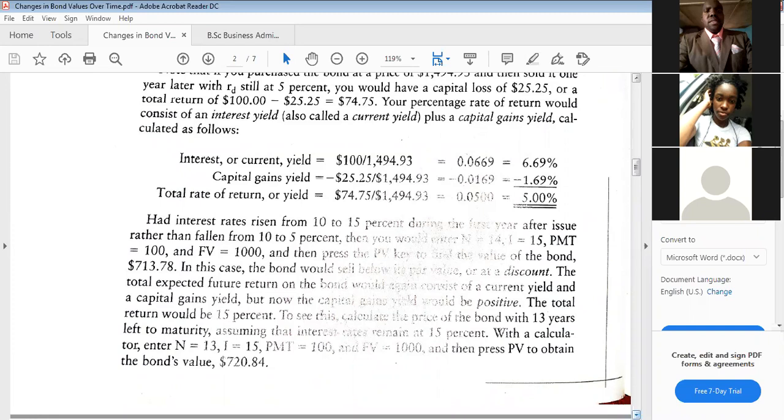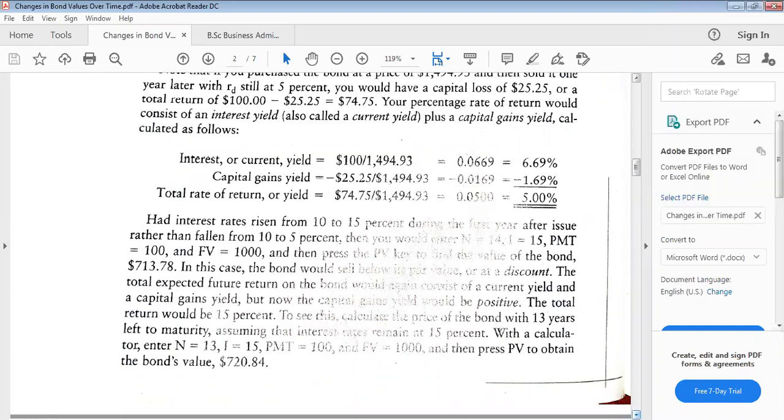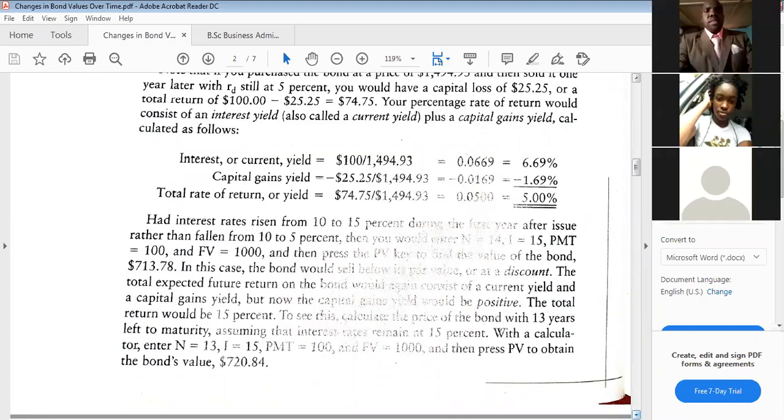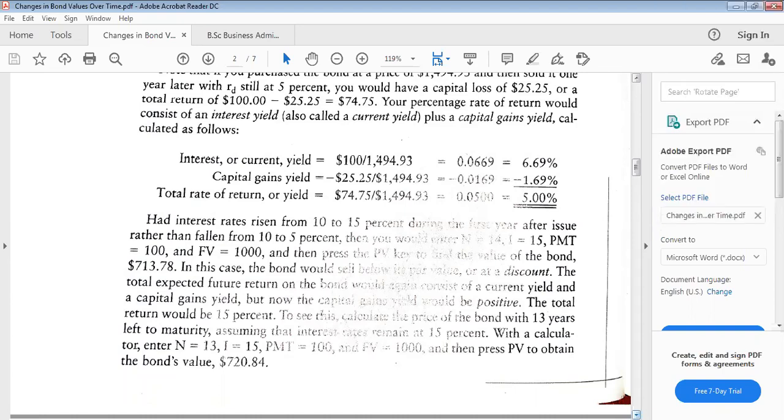had interest rates risen from 10 to 15% during the first year after issue, rather than falling from 10 to 5%, then you would enter N equal 14, I equal 15, PMT equal 100, the payment, and future value equal 1,000, and then press the PV key to find the value of the bond, which would be $713.78.